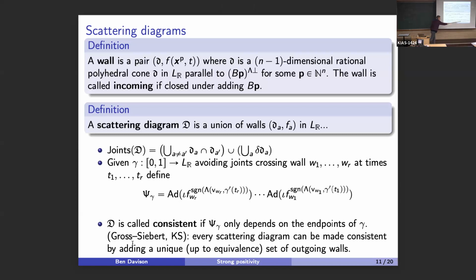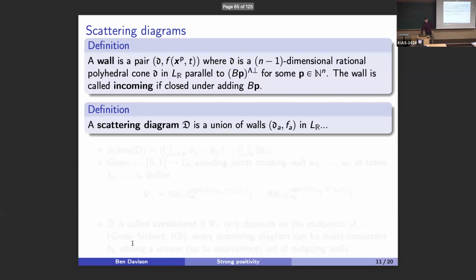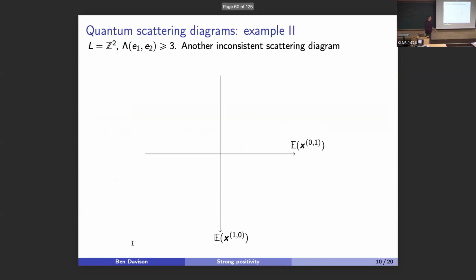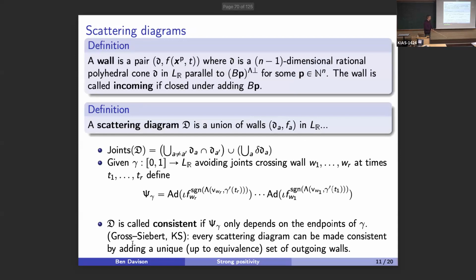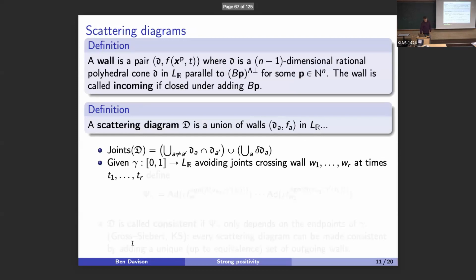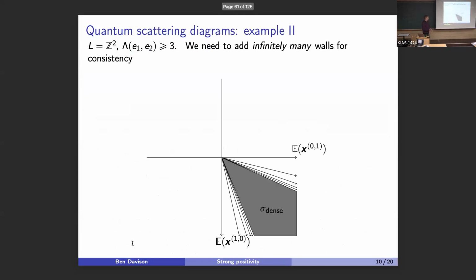So the outgoing bit is important. We could have made this diagram consistent by adding another wall that is precisely the same as this wall, but with the function just minus x to the 0, 1. And then in fact that would already be consistent, but that would be a pretty boring way to win the game. So we have to set the game up so that that's not allowed. And the way you do that is say you're only allowed to add outgoing walls. And then the theorem says you can still do it, but you might end up drawing a picture like this.